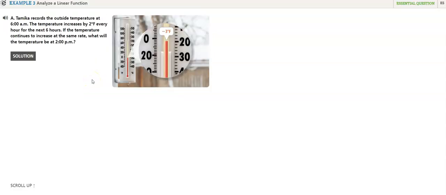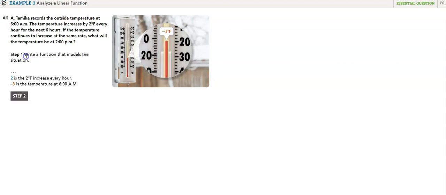We have now moved on to page 55. We are now on example 3. Again, this example is not in your student companion, but you can take notes and then we'll do the practice problems after. Tamika records the outside temperature at 6 a.m. The temperature increases by 2 degrees Fahrenheit every hour for the next 6 hours. If the temperature continues to increase at the same rate, what will the temperature be at 2 p.m.?